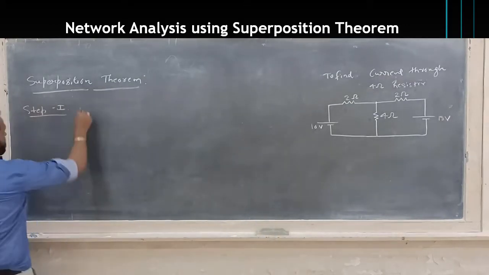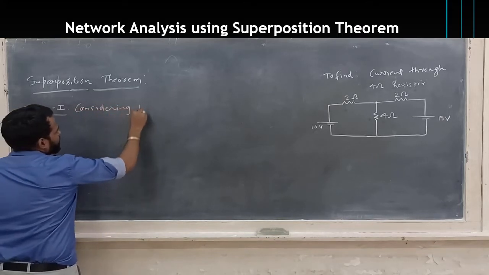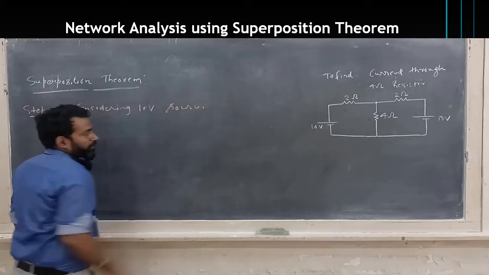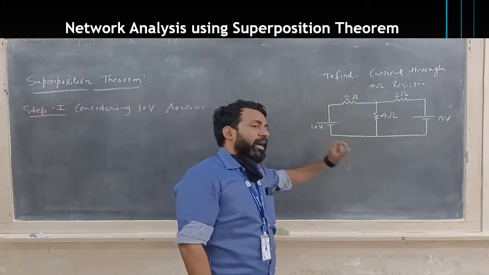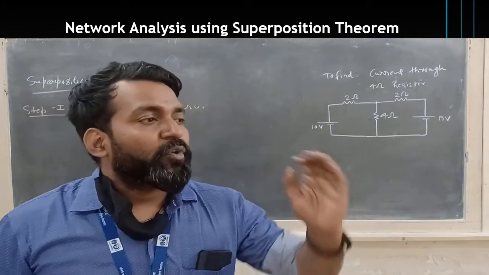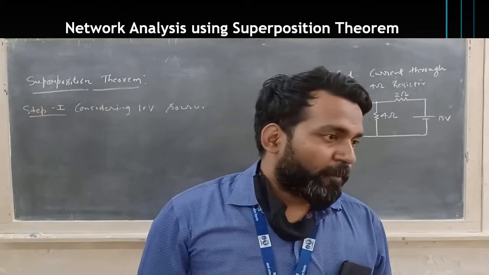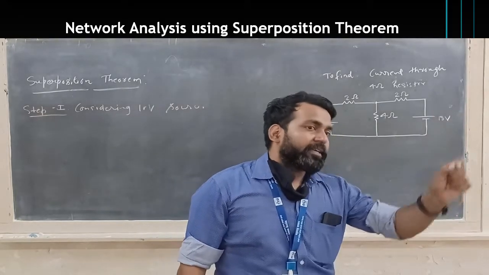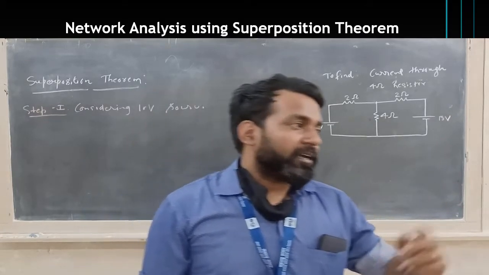So step 1 is nothing but considering the 10 volt source. Now only one source is active. Yes or no? Yes, that is 10 volt. Now what have I immediately written here? When you consider any particular source, remove the other sources by replacing them with their internal resistances. How can you replace it? If there is a voltage source, short it, replace it with a short circuit, and if there is a current source, replace it with an open circuit.